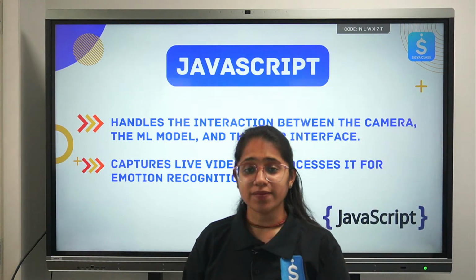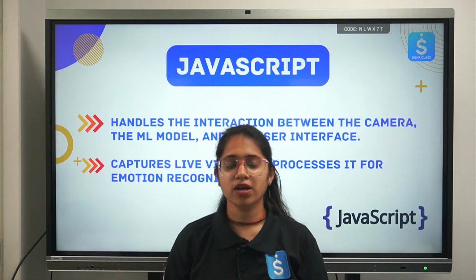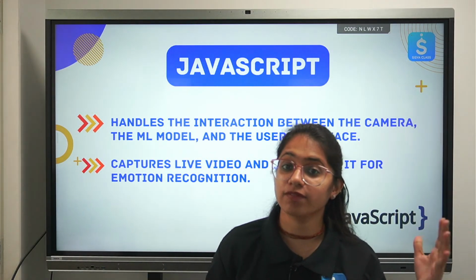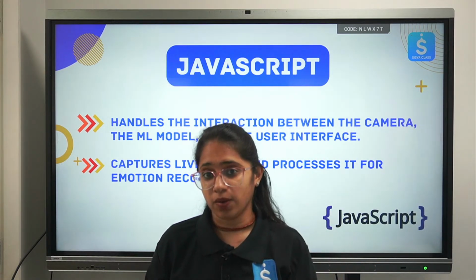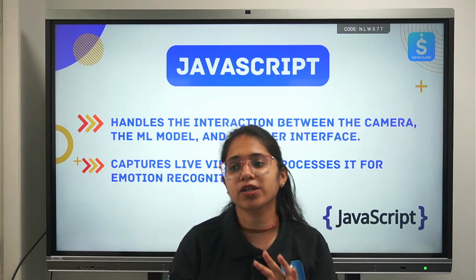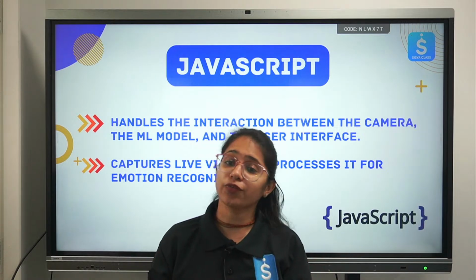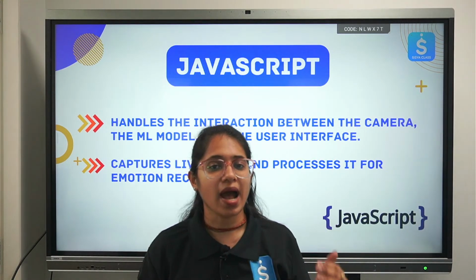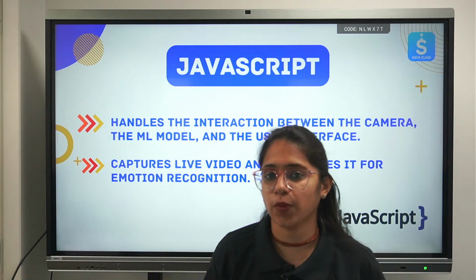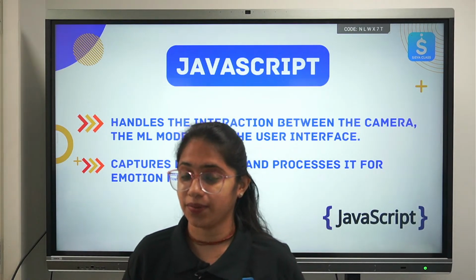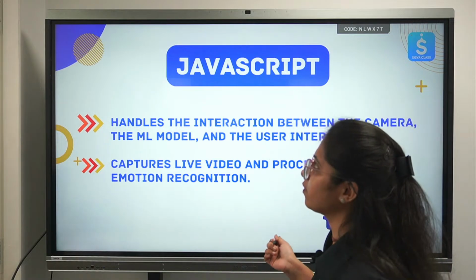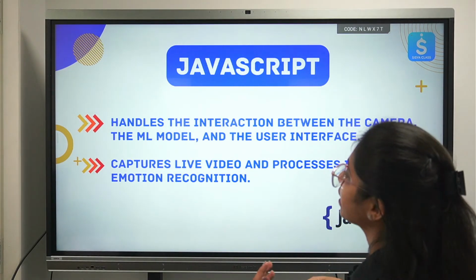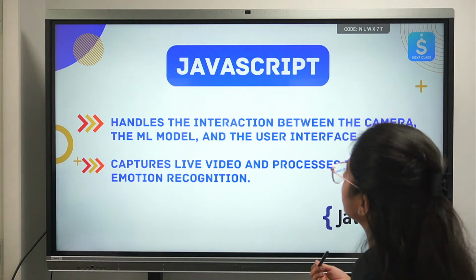Now why is JavaScript very important? Okay, so one step is you have designed your website using HTML. Then you have added lots of interactive things and you have made it beautiful. But now how to make it responsive? If your website is not responsive, then how are users going to use it, correct? So to make your website responsive, here comes JavaScript. It handles the interaction between the camera, the ML model and the user interface.